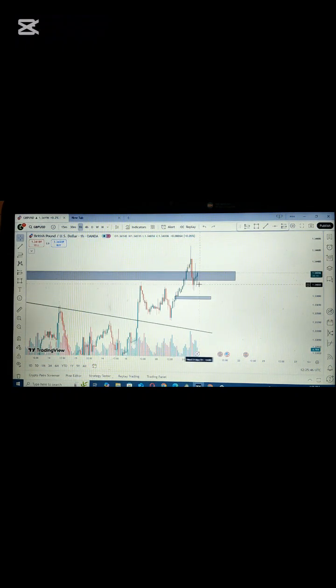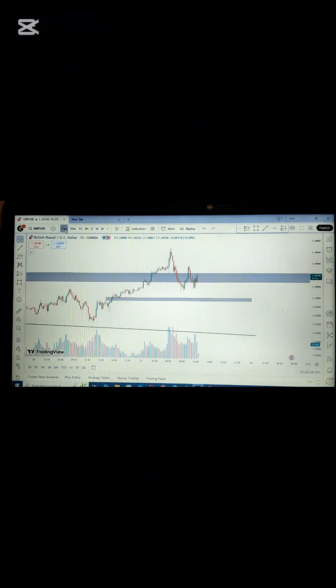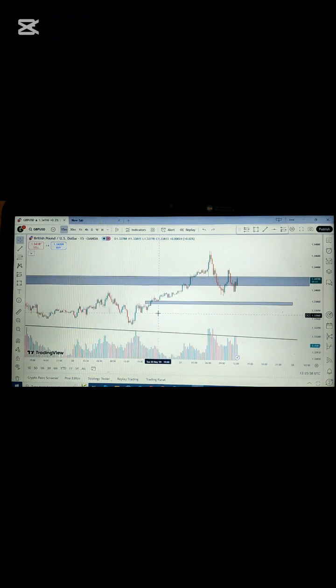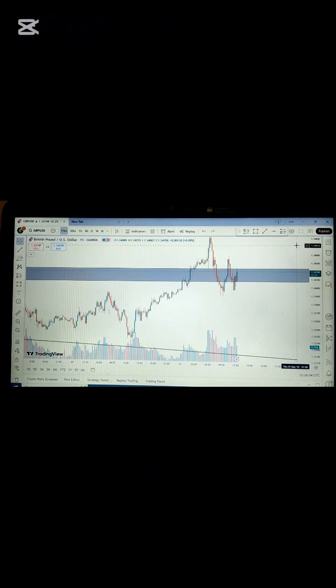So what next do I do after drawing out my zone? I draw out my zone, and then I go down to the 15 minutes or the 5 minutes for my entry. Let me delete this for my entry.